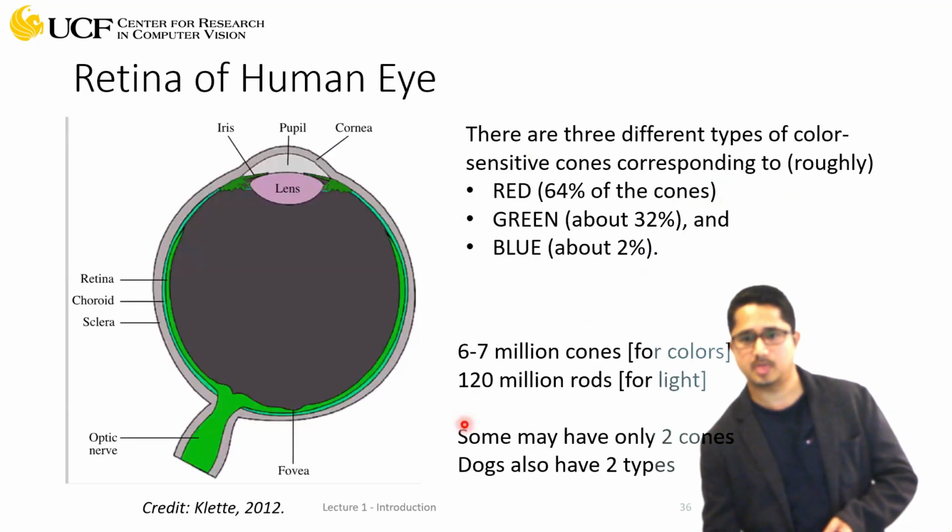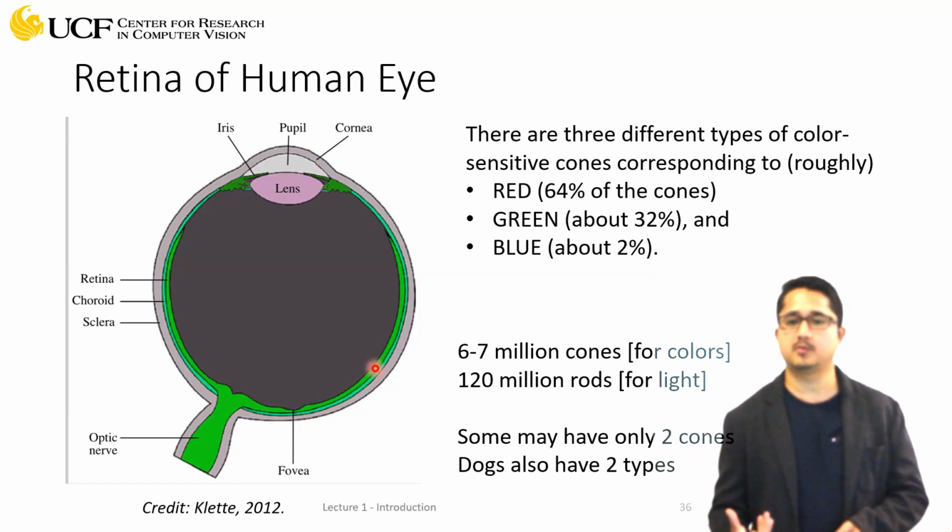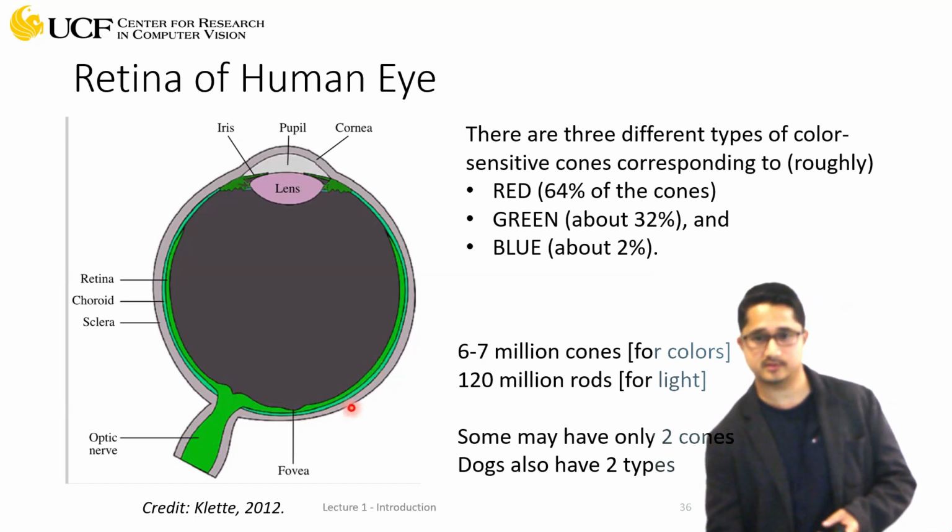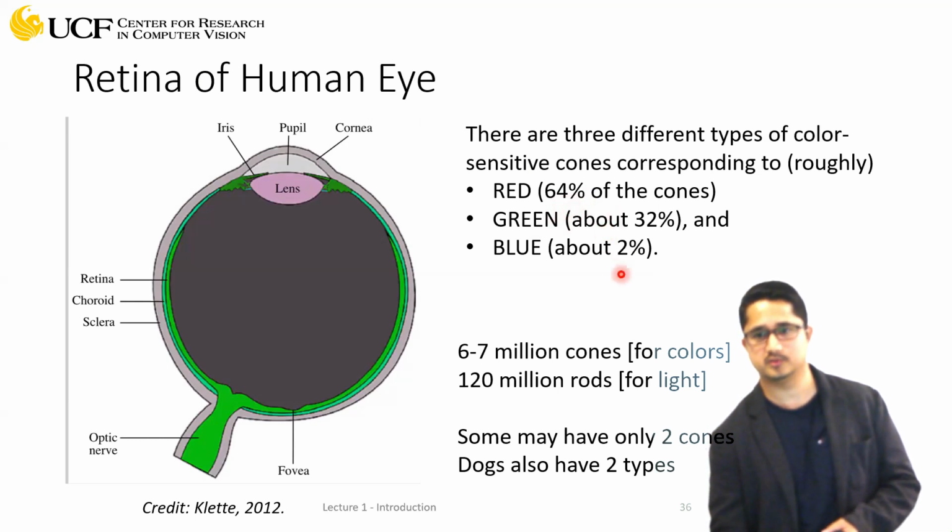These cones are actually located right over here. When light falls there, depending upon what wavelength it is, the cones respond. And of course, we have different cones for different colors. For example, for red we have almost 64%, green 32%, and blue only about 2% of cones.